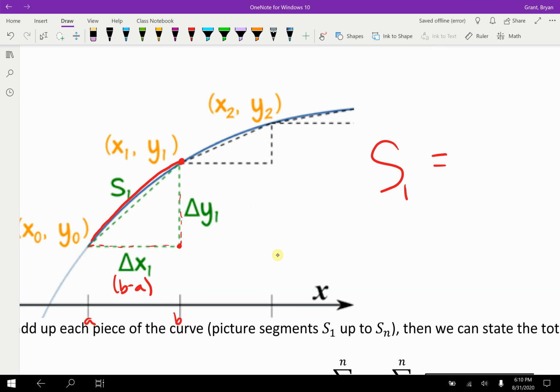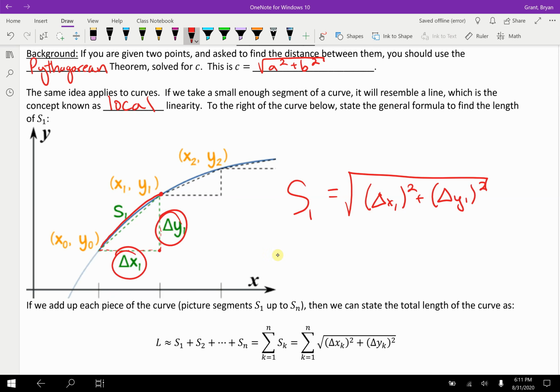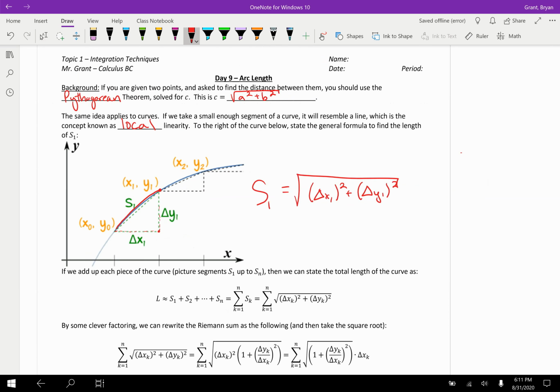Okay, but either way, if we wanted to find S sub 1, which is like c in this case, it's going to be found by doing the square root of delta x sub 1 squared plus delta y sub 1 squared. So basically a squared plus b squared equals c squared. Nothing terrible. And that would find us S sub 1. Of course, we eventually would have to find each piece of this curve, the next piece and the next piece, and add them all up until we get to the length that we're trying to find.